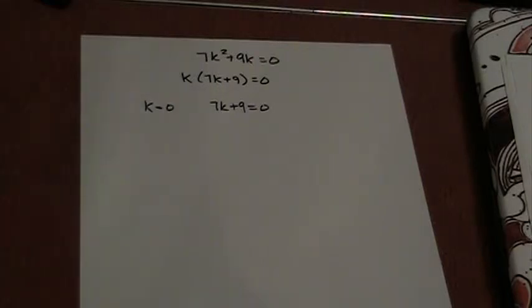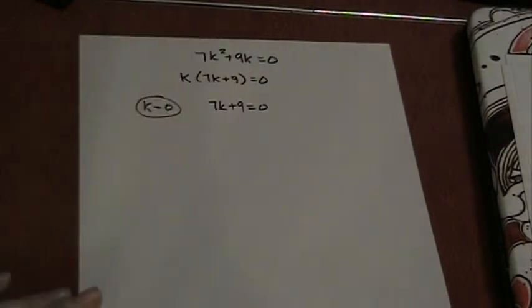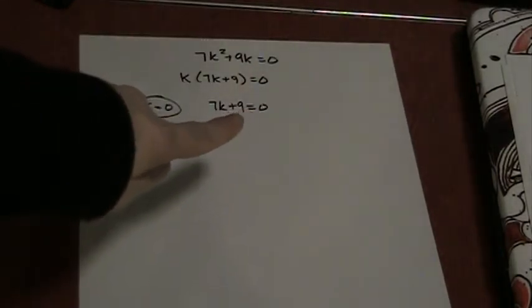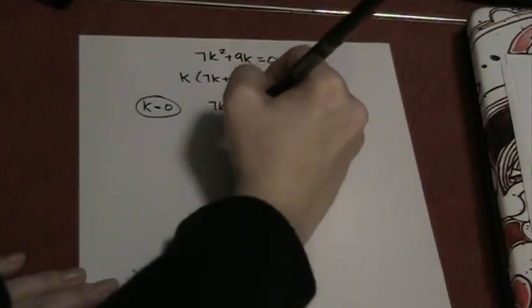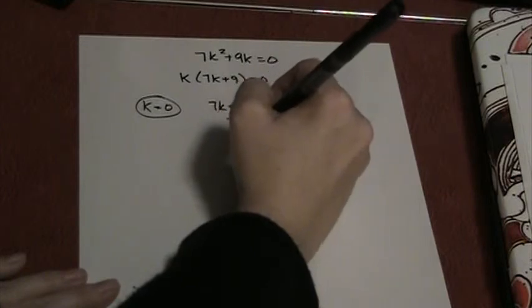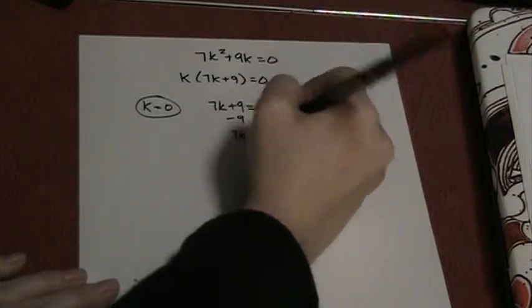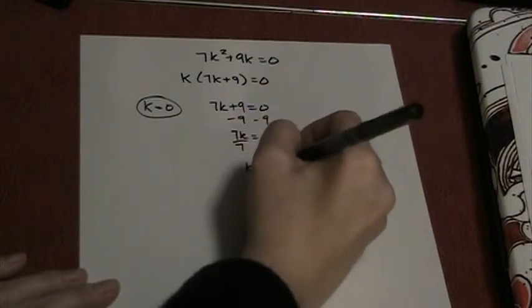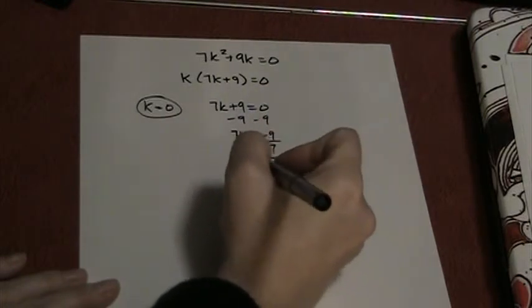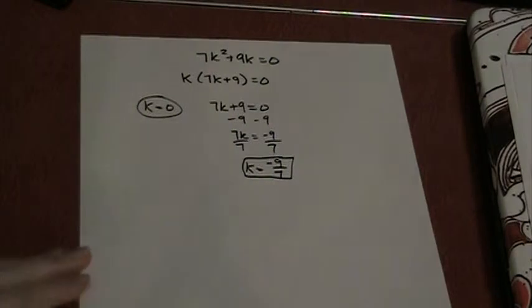The nice thing is that you're done here. It's already solved for. It's already by itself. So I only have to solve one equation with these types of problems. So subtract 9. That would be 7k equals negative 9. Divide by 7. K equals negative 9 over 7. So those would be my two solutions to this equation.